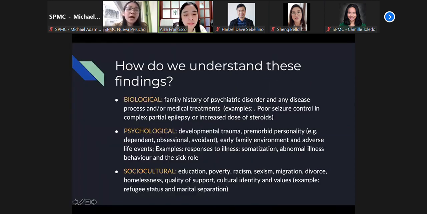So how do we understand these findings? So in the journal that was sent, it still uses the biopsychosocial approach. So we can record how the biological processes in the patient affect his current illness, his psychological, as well, not just his response to the current illness, or we might include also other relevant trauma in the past, his pre-morbid personality, early family environment if it's relevant. So you have to keep the CL notes short, but it also has to be complete. So, responses to illness pwede.